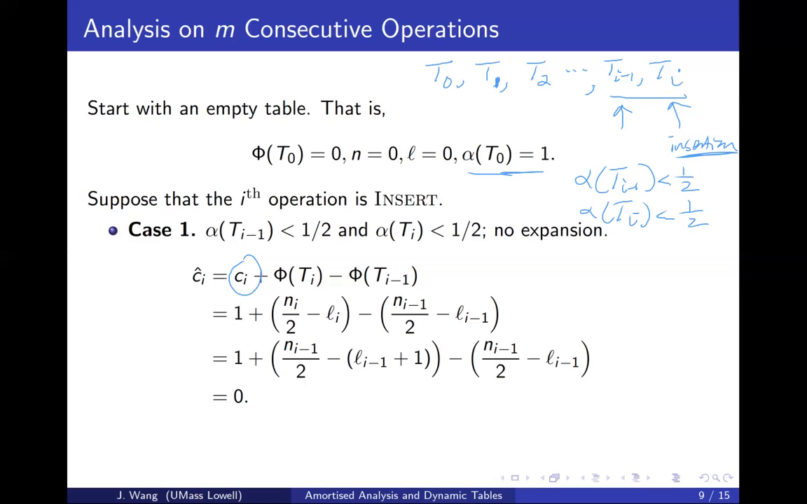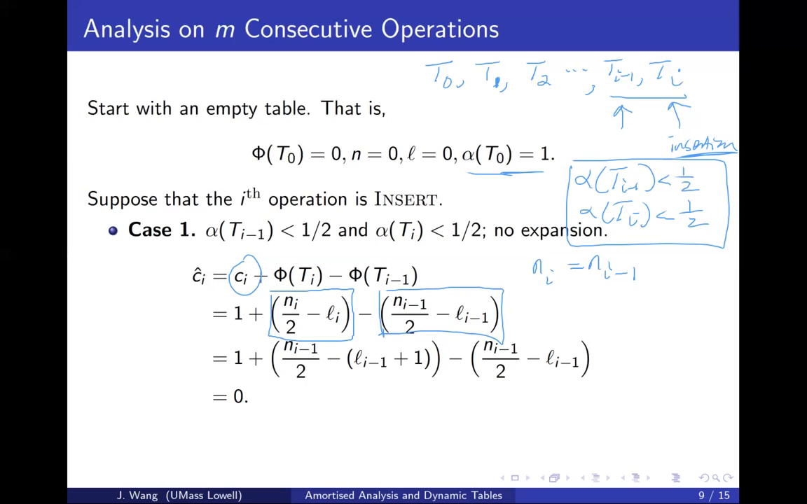Okay, so then we look at the potential value. Both of these are less than 1/2, so this is equal. That's phi of Ti, and this is phi of Ti minus 1. And of course, in this case, N sub i is equal to N sub i minus 1, because there is no expansion, no contraction.